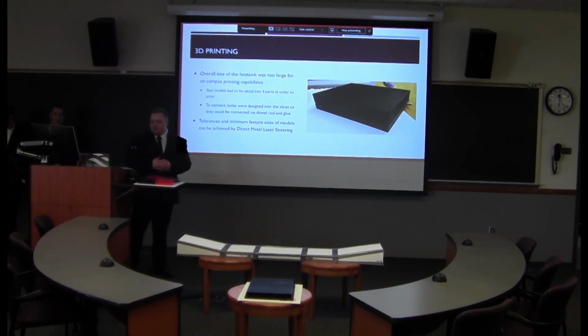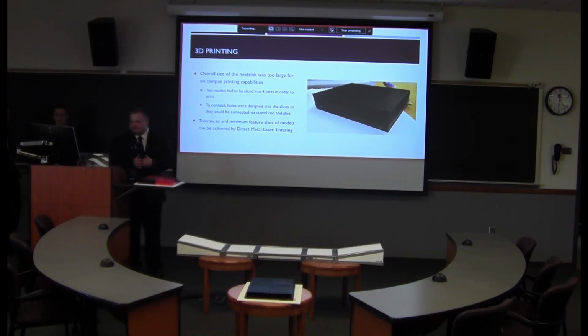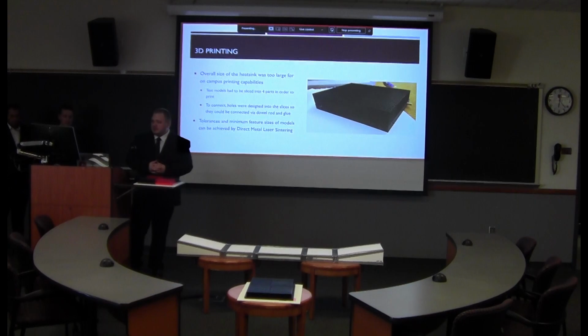and trying to print this model. So in order to connect this, we designed 4 holes into each section that were connected with dowel rods and glue to be able to keep them together for accurate testing. And as a final note, all of the tolerances and minimum feature sizes of these models can all be achieved in the final manufacturing process of direct metal laser sintering. Now I'll hand it off to Caleb to talk about some of our test results.